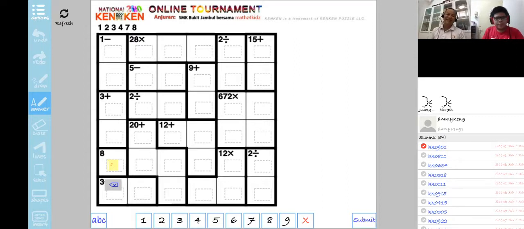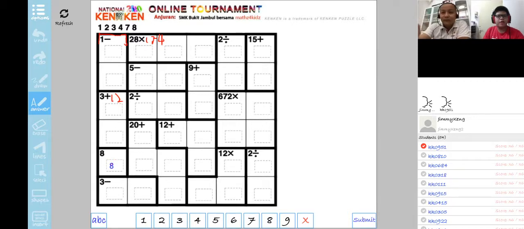Okay. We start with the obvious ones, like 8 here because it's only one cell, and 3 plus is 1, 2, and 28 times is 174. And then 1, 2, and 8 have been used in this row, so the only numbers left are 3, 4, 7, which in this case is 1 minus, so the only feasible one is 3 and 4.